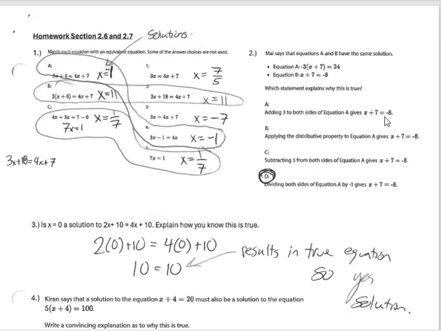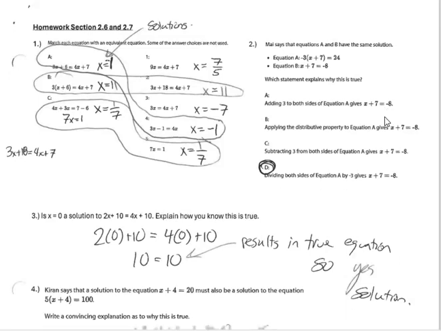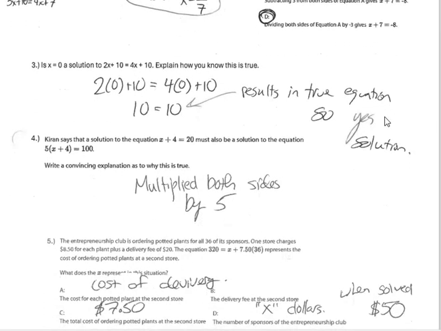On number 2, it says what is the legal move that they did to result in equivalent equations. And when you look at this, you can see they got rid of that -3 by dividing by -3. So that would be D. On number 3, it says, this is just a review from previous sections, is 0 a solution to this? To check if something is a solution, you just sub it in and see if it makes the equation true.